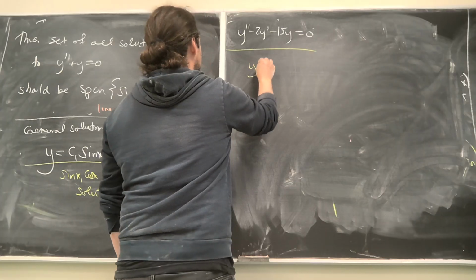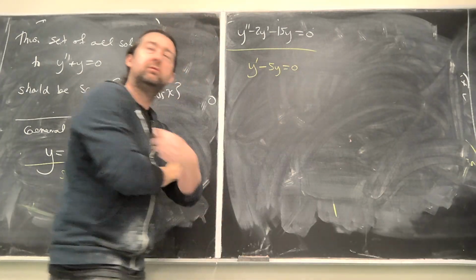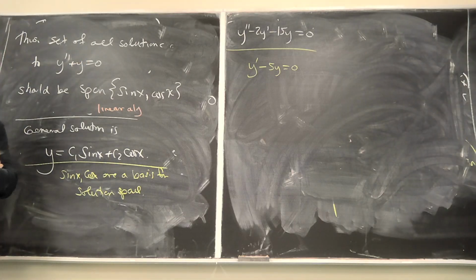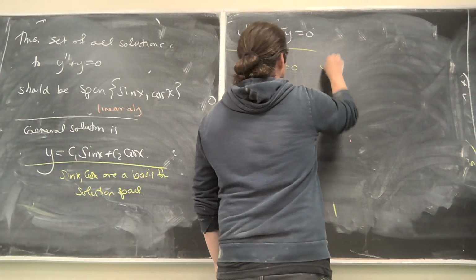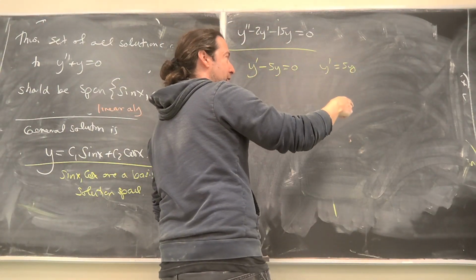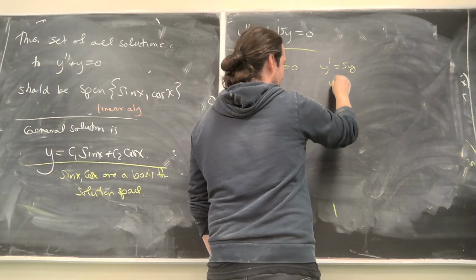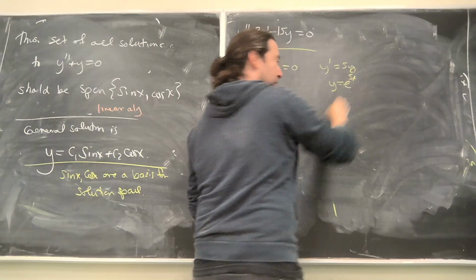If I wrote down y prime minus 5y was equal to 0, what would the solution to that differential equation be? e to the 5x. Sure, that does it. y prime is equal to 5y. So a function whose derivative is 5 times the original function is definitely y is equal to e to the 5x, right? That works.